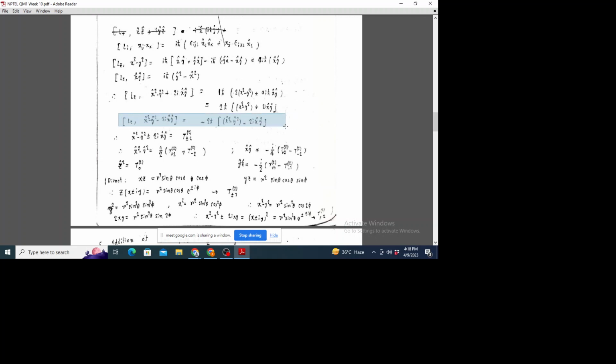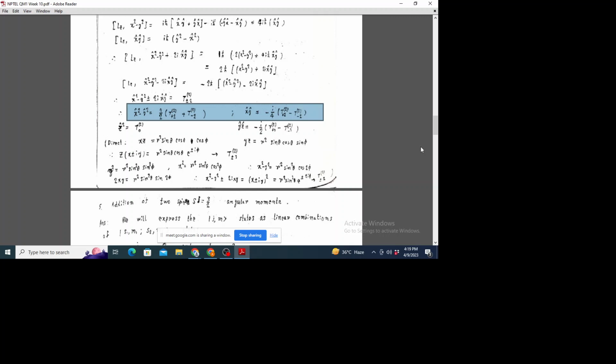Similarly, this is also a component. This is the q equal to minus 2 component. So that means these are the plus minus 2 components of the rank 2 spherical tensor. So you can just take the linear combinations to extract these things. So that is how you solve these problems.